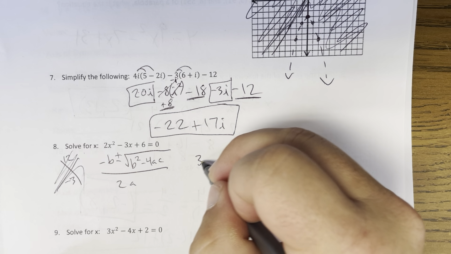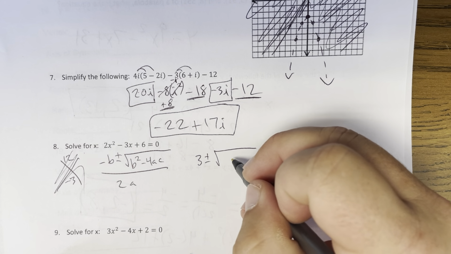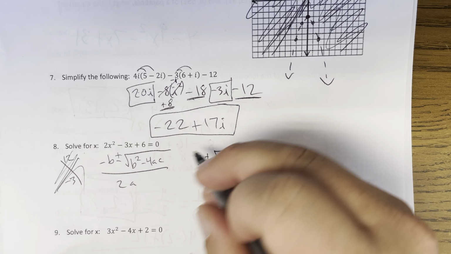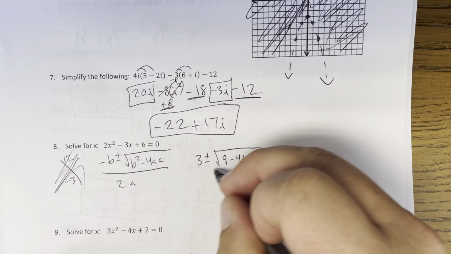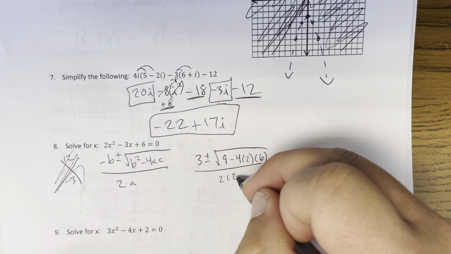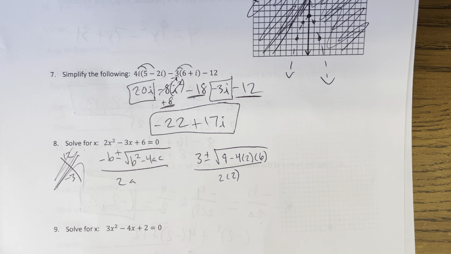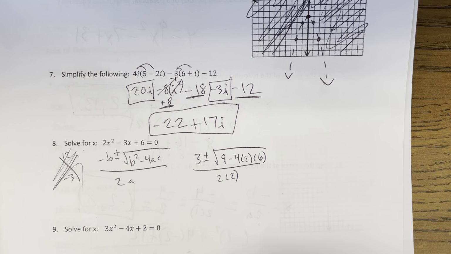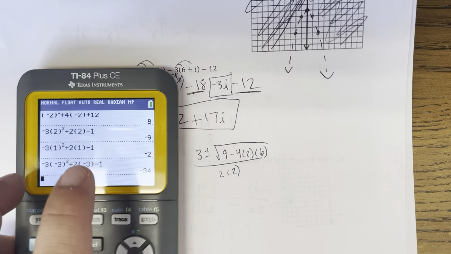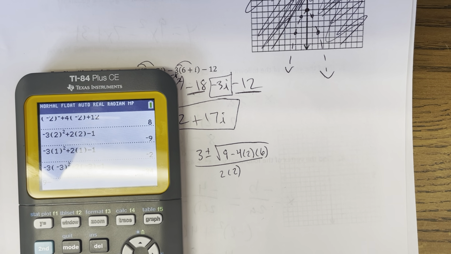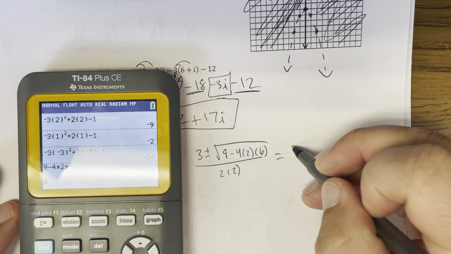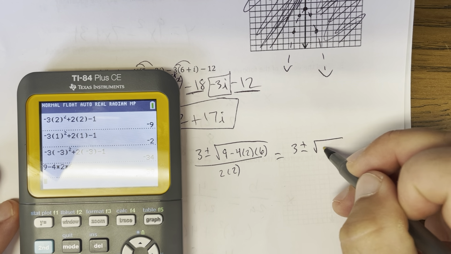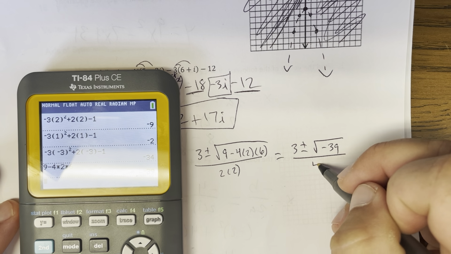And so we're going to have 3 plus or minus the square root of 9, that's the 3 squared, minus 4 times 2 times 6, all over 2 times my a, which is 2. And so I'll simplify that box first, and I'll use my calculator, and I'll have 9 minus 4 times 2 times 6. And so I have 3 plus or minus the square root of negative 39 all over 4.